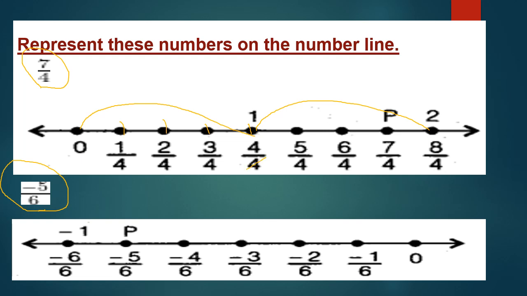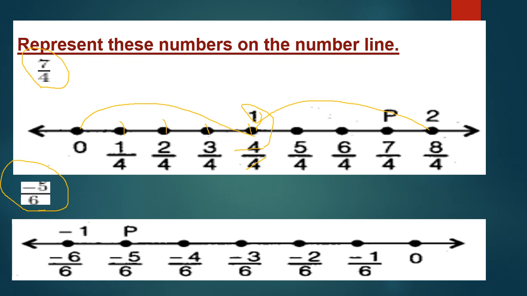4 by 4 means 4 ones, it gets cancelled, again we get the number 1. Then the next division. See, between 1 and 2, there are 4 equal divisions. After 4 by 4 we can continue as 5 by 4, 6 by 4, 7 by 4, 8 by 4.